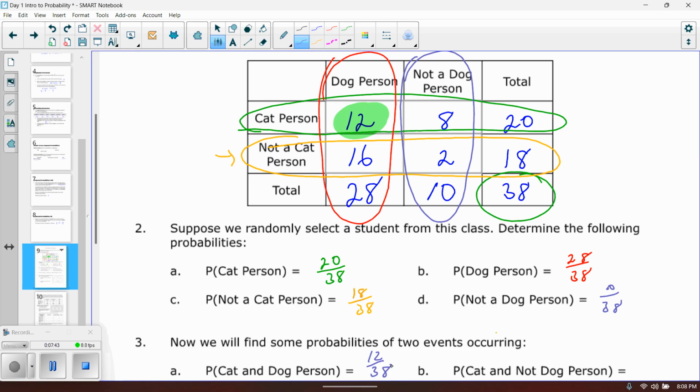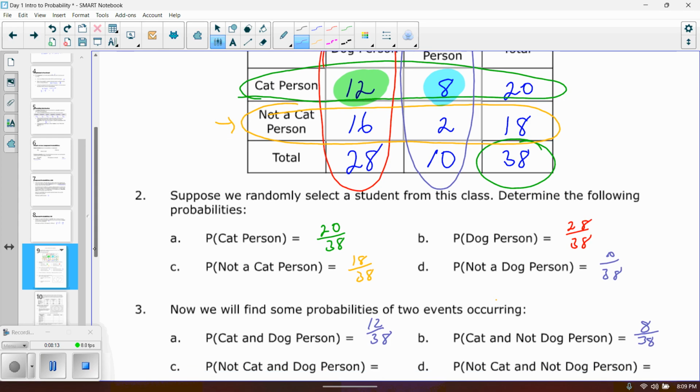They own both. Now we want to know the probability of somebody who owns a cat and not a dog. So again, let's find that specific one. Highlighter, let's go with blue on this one. Somebody who owns a cat, so we find the cat one, and not a dog. That's right here. And there's 8 out of the 38 people. 8 out of the 38 total.